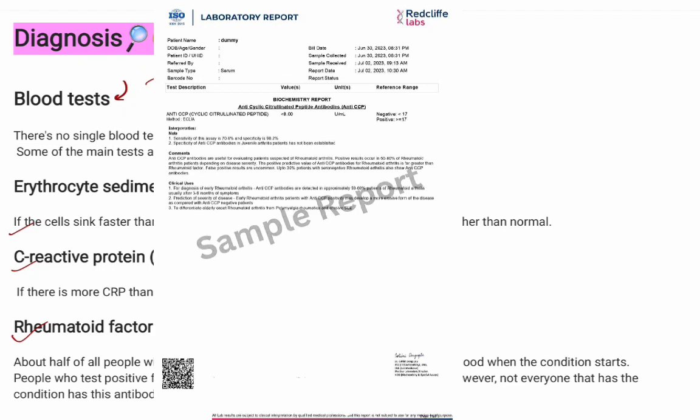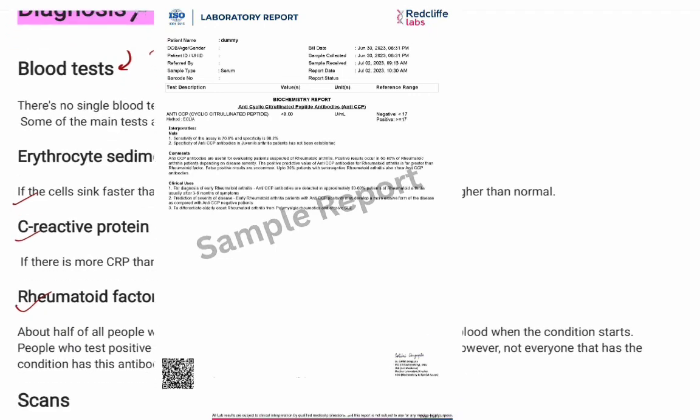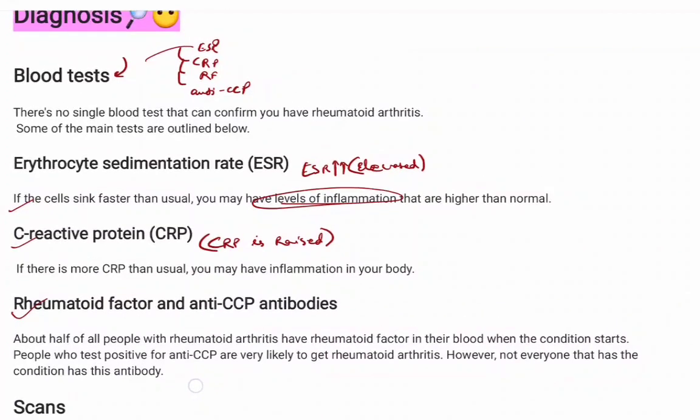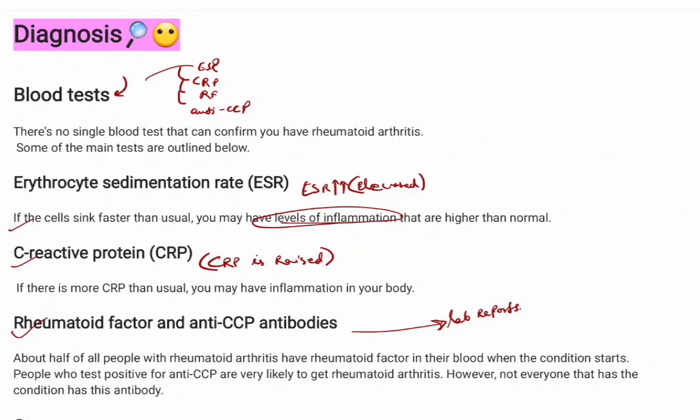Understanding the lab report, this is the dummy lab report. As you can see, the anti-CCP, which is positive if it is greater than or equal to 17, but here it is less, so it is negative. So yes, RF and anti-CCP antibodies are very important in the diagnosis of rheumatoid arthritis, where CCP is the citrullinated protein antibodies in the body.